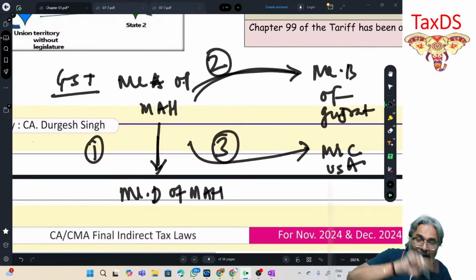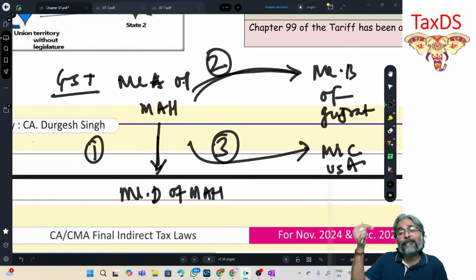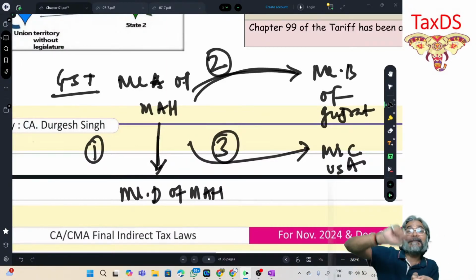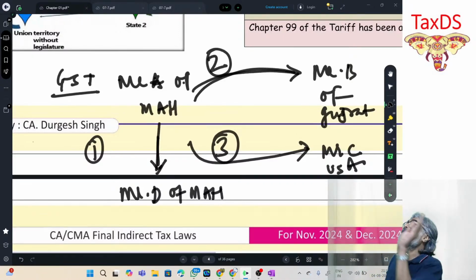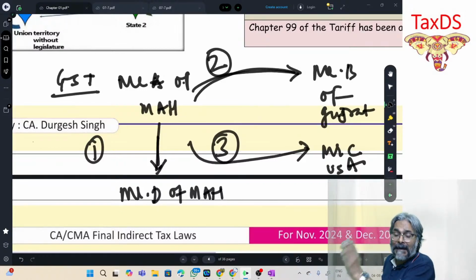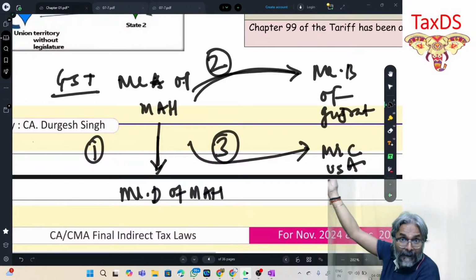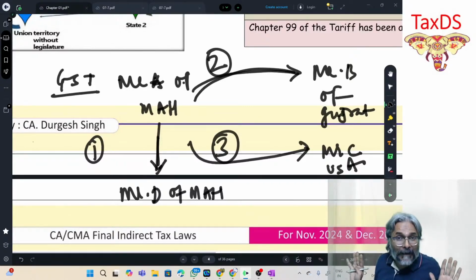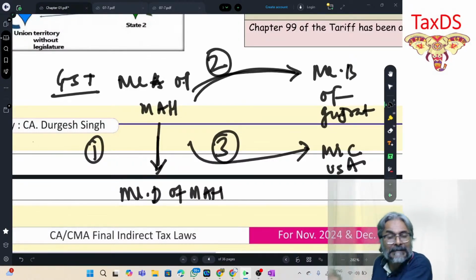Second supply, Maharashtra to Gujarat, is an interstate supply. The third supply, from Maharashtra to USA, students, is also interstate. So whatever is the supply outside the state, please take a note of it in your notes. Those supplies would be referred to as interstate supply. Now, outside the state can be another state in India or another country. We don't know primarily. But any supply which goes outside the state will be an interstate supply.